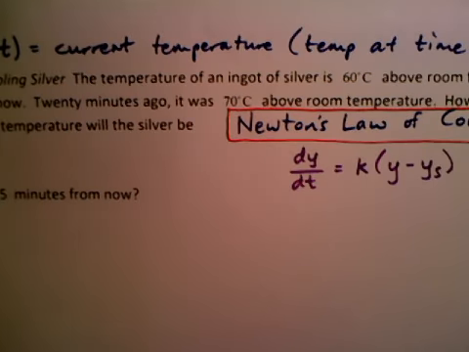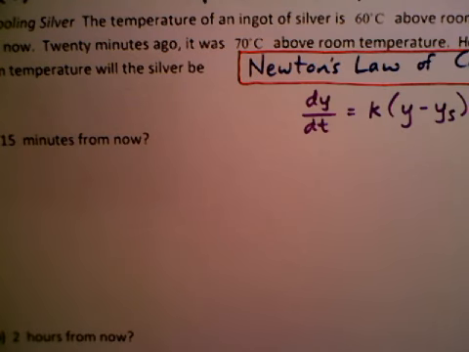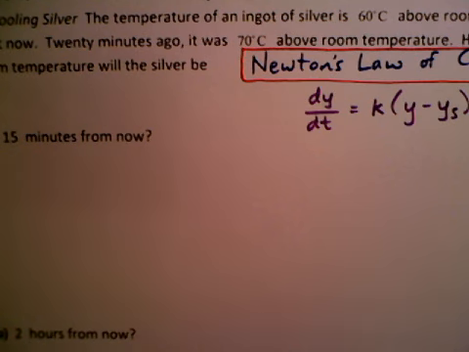So basically what's happening here is we have something that is cooling. It was 70 degrees Celsius above room temperature initially, and now it's 60, and we're going to try to figure out what it's going to be like in 15 minutes, what the temperature is going to be like in 2 hours, and then how long it will take for the silver ingot to cool down to 10 degrees Celsius above room temperature.